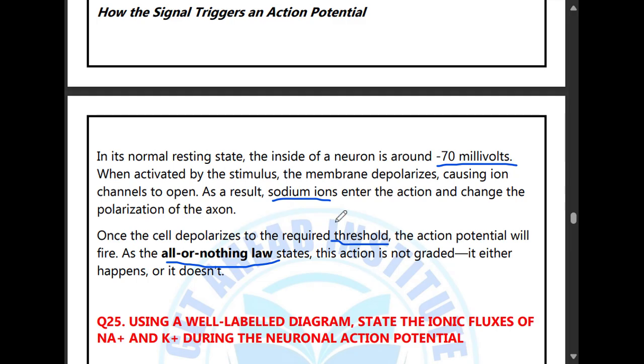All right, we proceed. So we go to question number 25. For question 25, I'll leave it up to you to look for it. Question 25 says, using a well-labeled diagram, state the ionic fluxes of sodium ion and potassium ion during the neuronal action potential. So question 25, I've left it for you.